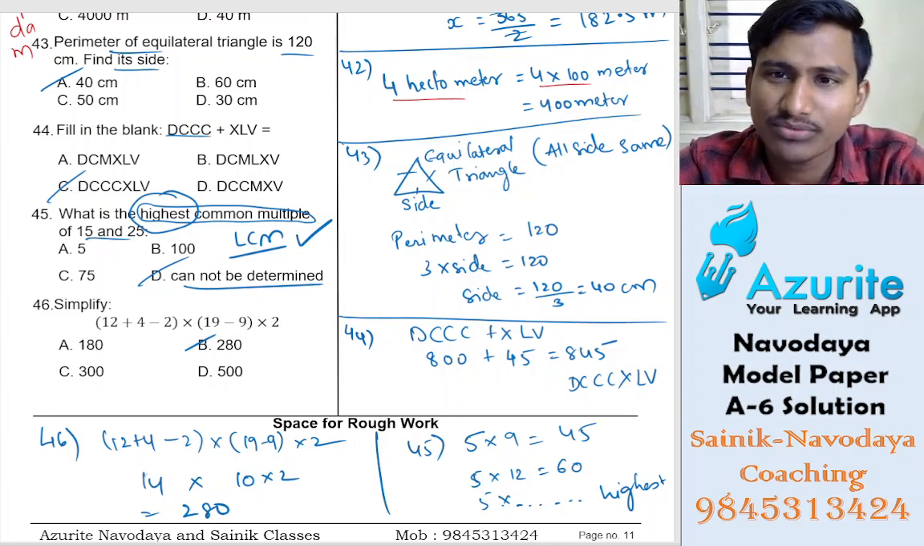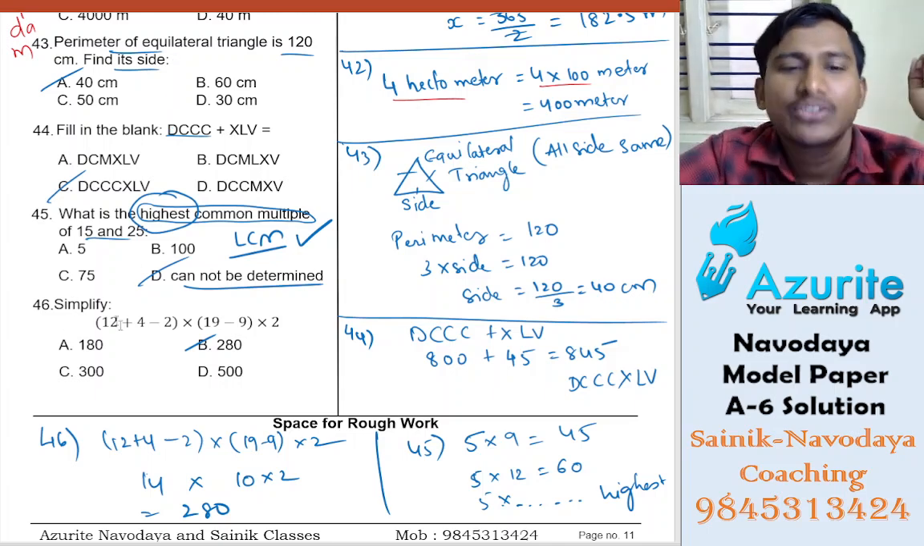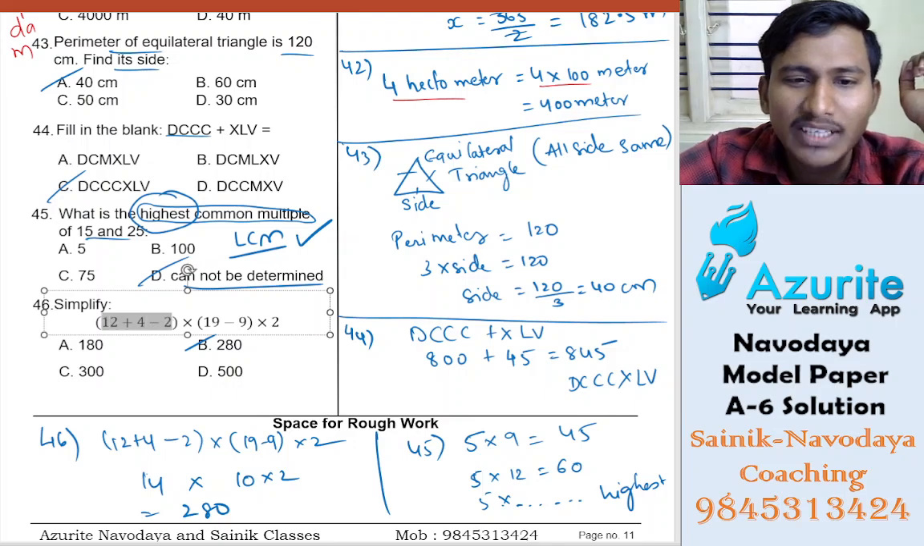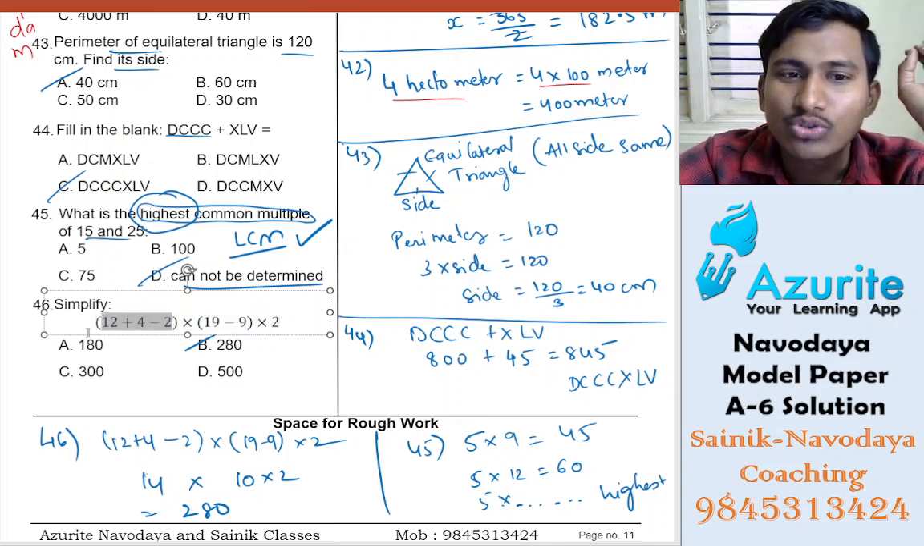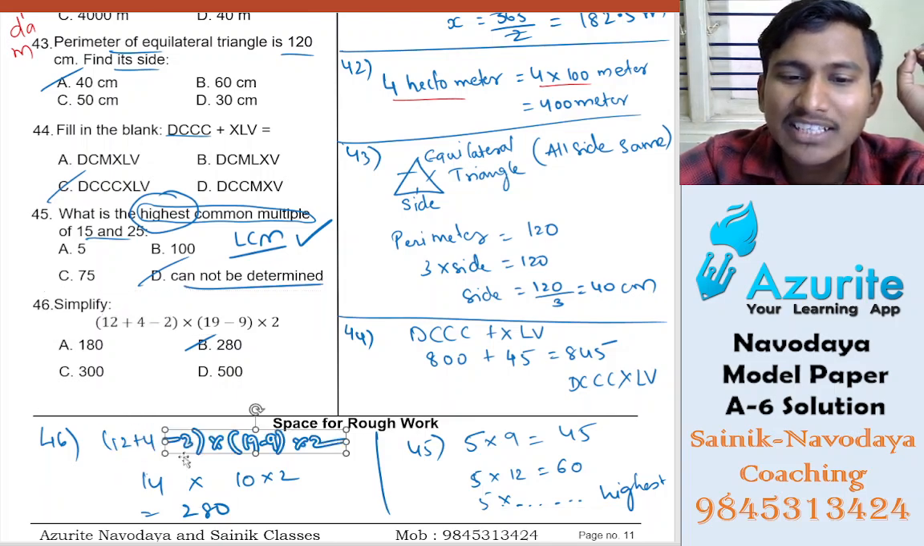Okay, so next is 46, right? What is the 46th question? That is 12 plus 4 minus 2, into 19 minus 9, into 2. So first we have to solve the bracket, right? 12 plus 4 is 16. 16 minus 2 is 14. You will get 14 as the answer.